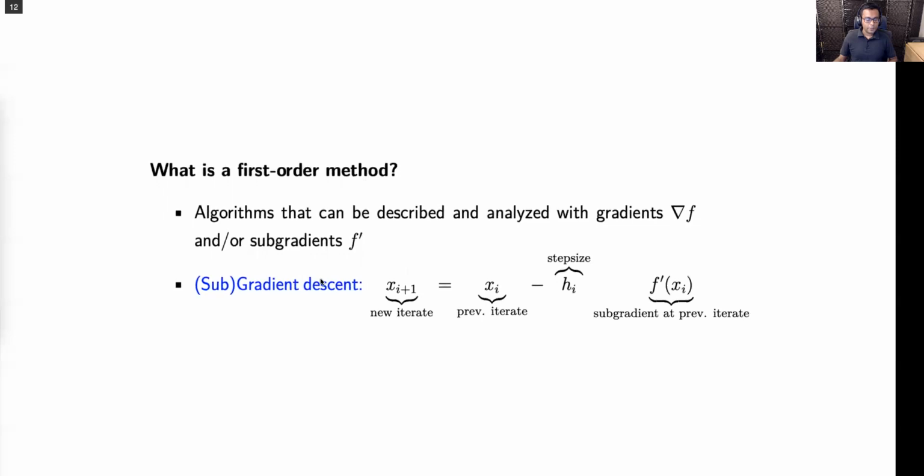The most classic example of a first-order method is the so-called subgradient descent, where, as you can see, we have some previous iterate x_i. Then we evaluate the subgradient of the function f at that previous iterate, which is f prime of x_i. And then with respect to some step size h_i, we go in the opposite direction of the subgradient. This is how we compute the new iterate x_{i+1}, which is essentially x_i minus the step size times the subgradient evaluated at the previous iterate x_i.